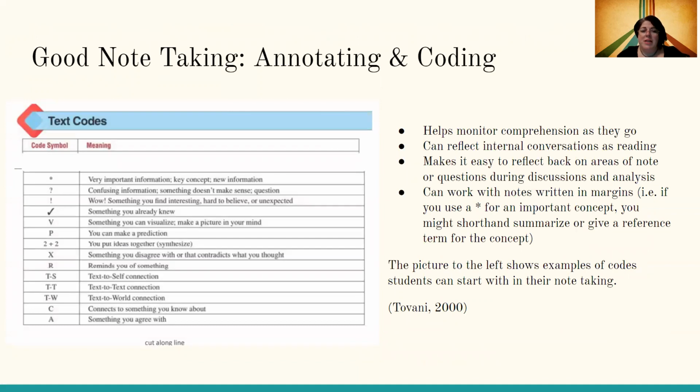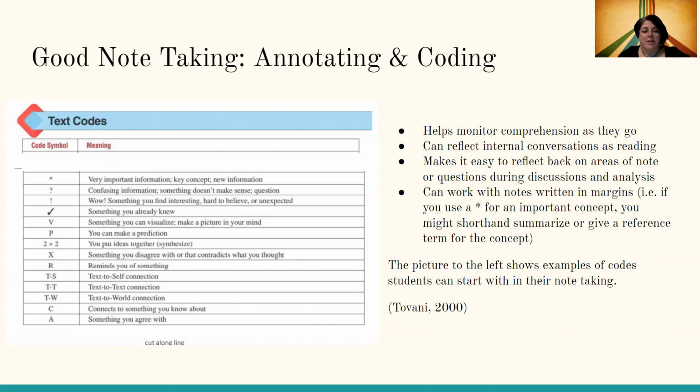So when we talk about good note-taking, one really good way to start is with annotating and coding. So coding is a way to basically reflect what's happening in the reader's mind as they go. And this also helps the reader to reflect back after their reading to see where they found things to be important, where they found confusion, where they made some connections between what they know and what is being mentioned in the text. And so the list on the left shows some examples of text codes that students can start with.